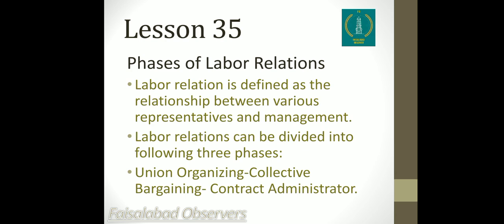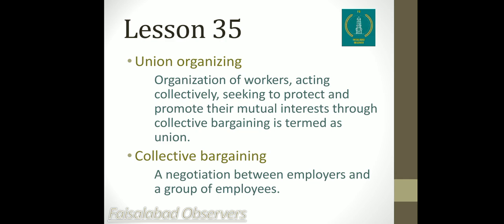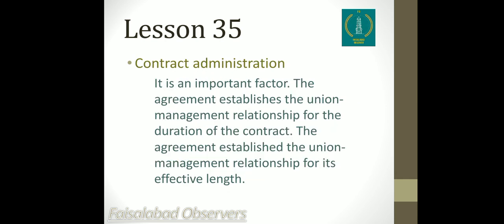Phases of labor relationship. Let's discuss it. What are the phases of labor relations? Labor relations is defined as the relation between various representatives and management. Labor relations can be divided into the following three phases: union organizing, collective bargaining, and contract administration. Union organizing: an organization of workers acting collectively, seeking to protect and promote their mutual interests through collective bargaining, is termed as a union. As is clear from the definition, collective bargaining is negotiation between employer and a group of employees.